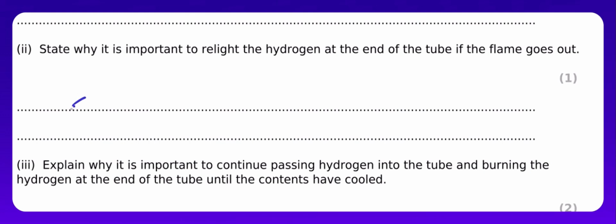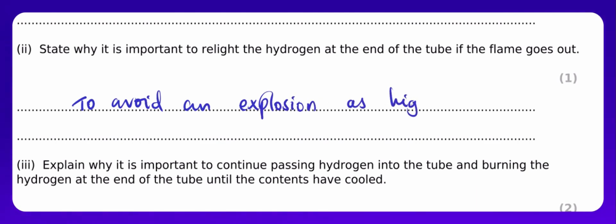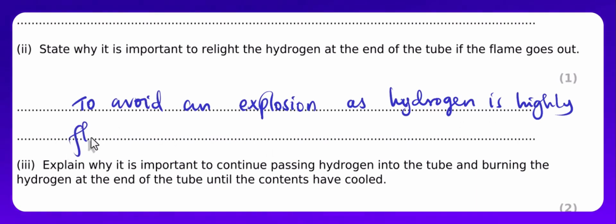So you can say, to avoid an explosion, as hydrogen is highly flammable. Hydrogen is highly flammable. So you don't want to have an explosion, so it's good for you to relight that flame.